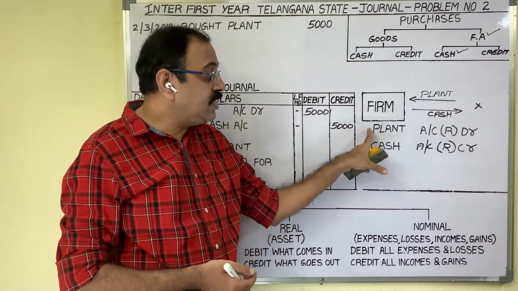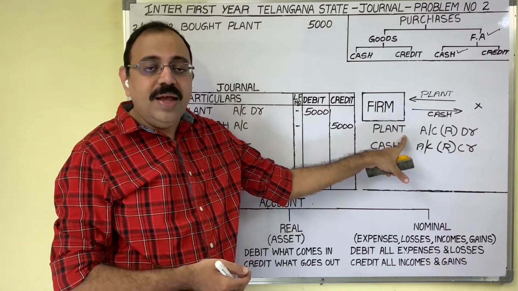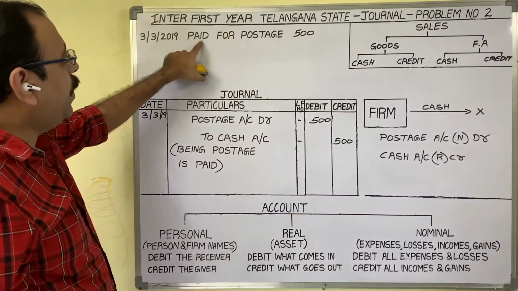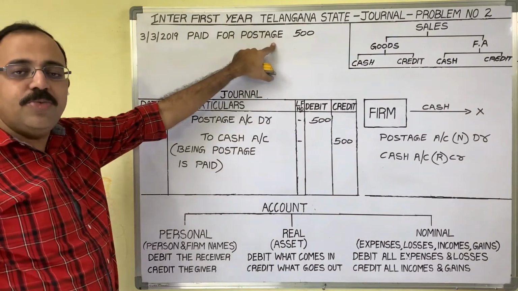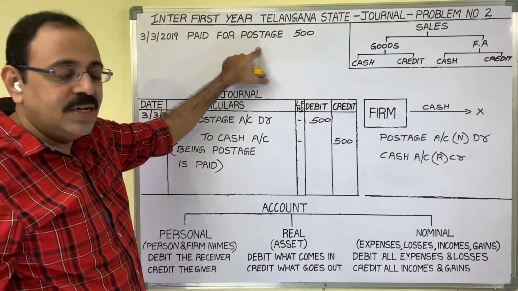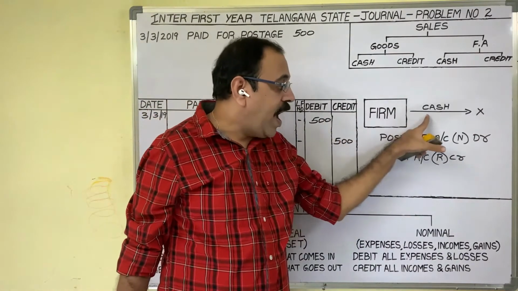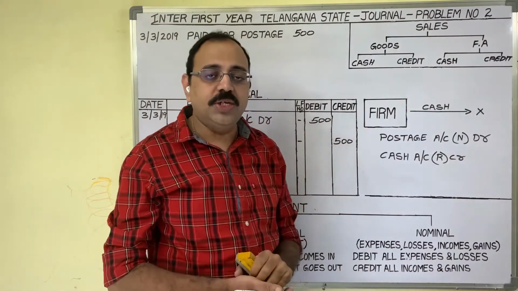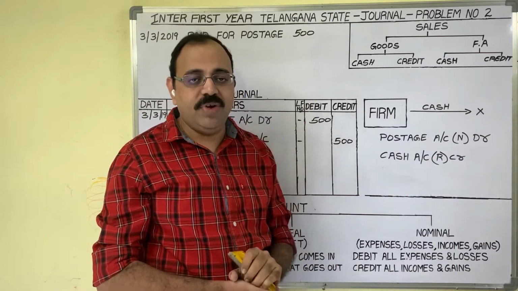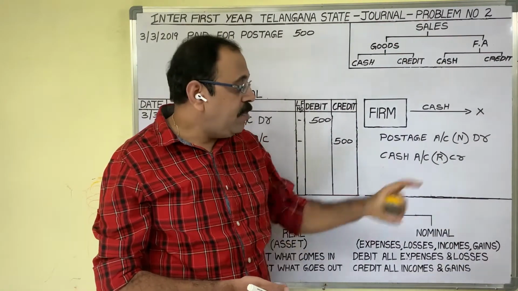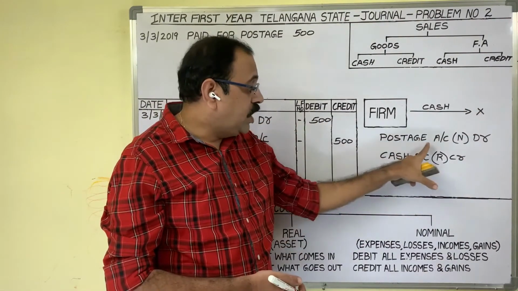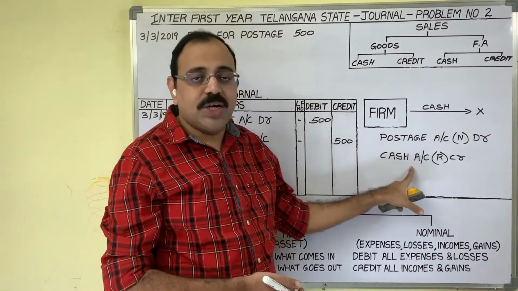If fixed asset is coming in the entry, then you need not change the word. Third transaction: paid for postage 500 rupees. This is an expenditure related transaction. Firm paid cash towards postage. To whom did the firm pay that amount? Person name is not given. Take one imaginary name X. Now two accounts are postage account and cash account.